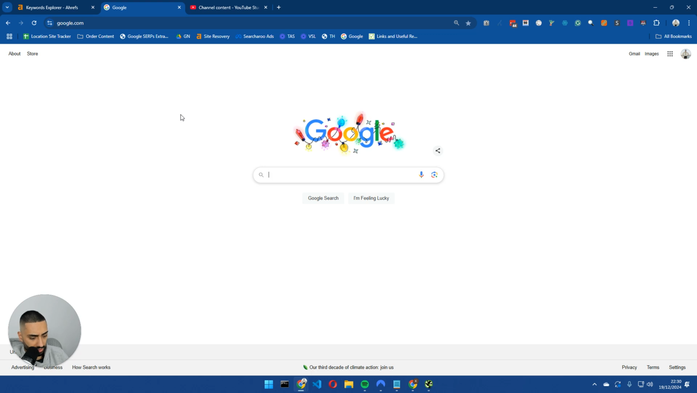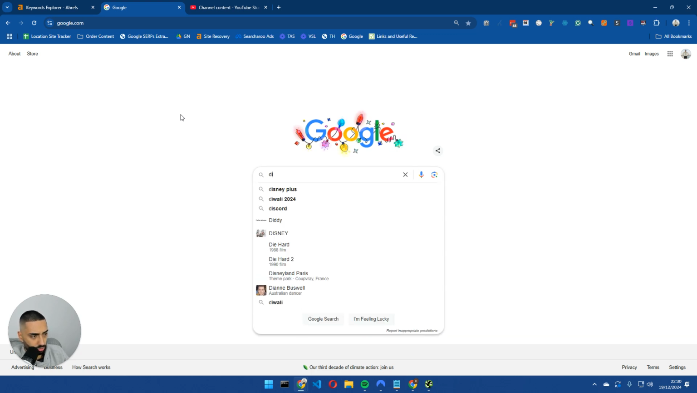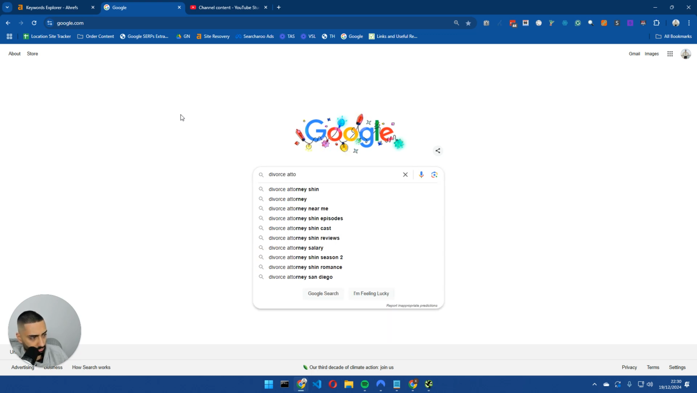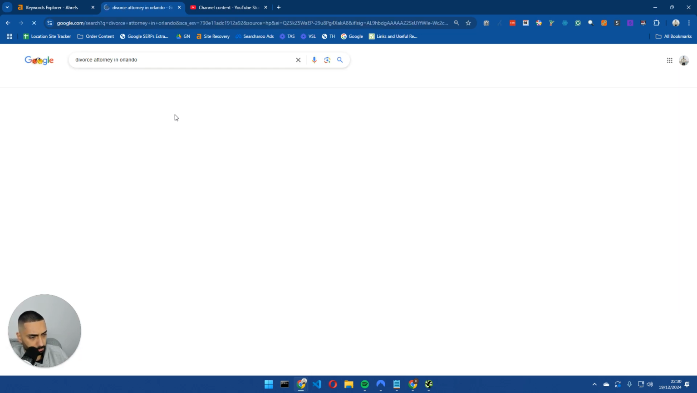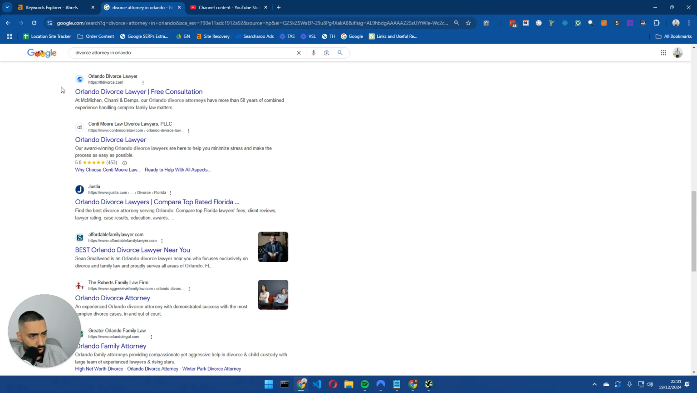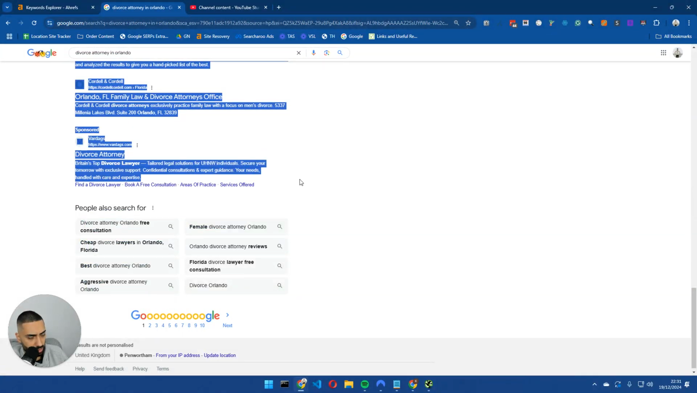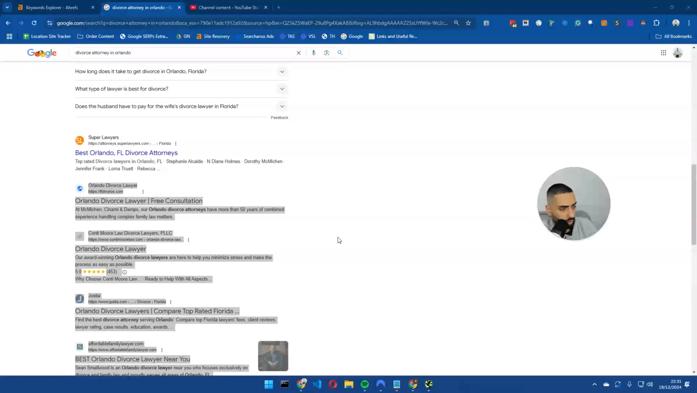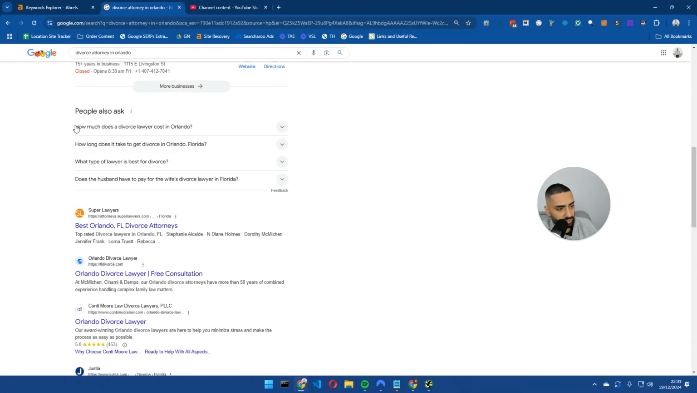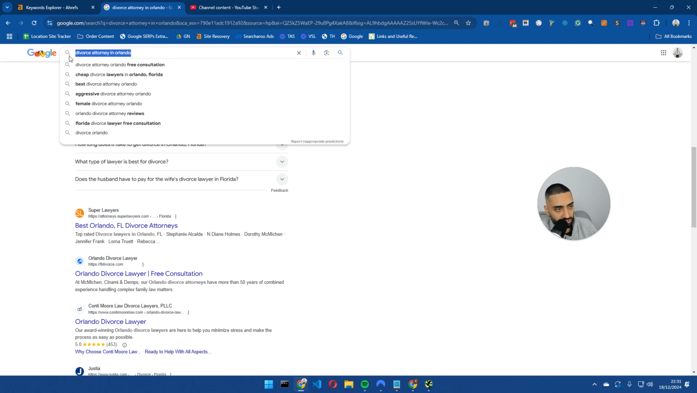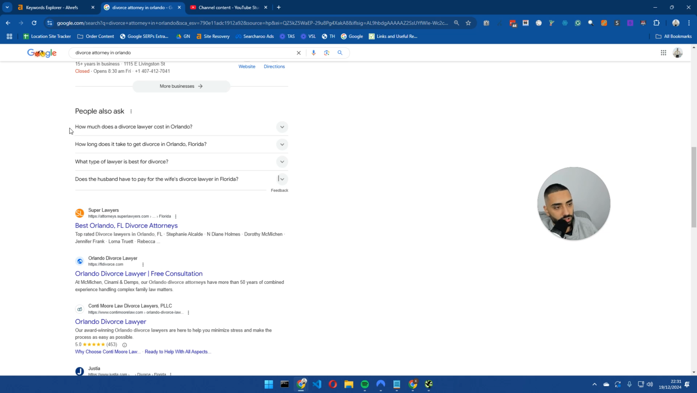So, for example, if I was to search, let's say, divorce attorney in, we'll do Orlando. So obviously you've got all of these different law firms, but one thing that we want to make certain we're also doing is looking at the people also ask. In some cases, what people do is they will search the seed keyword, so divorce attorney in Orlando, but then they might actually search for some of these questions.